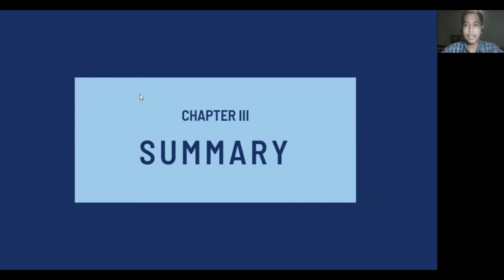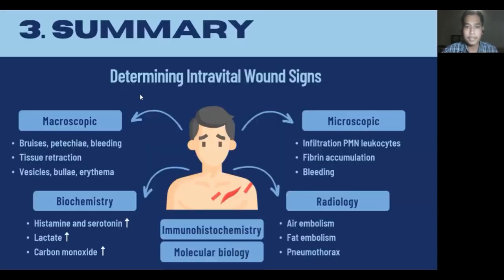In this opportunity, I would like to give summary about determining intravital wound sign. Intravital wounds are traumas that occur while a person is alive or before death. There are several methods for determining intravital wounds, such as macroscopic, microscopic, radiological, and biochemical methods.